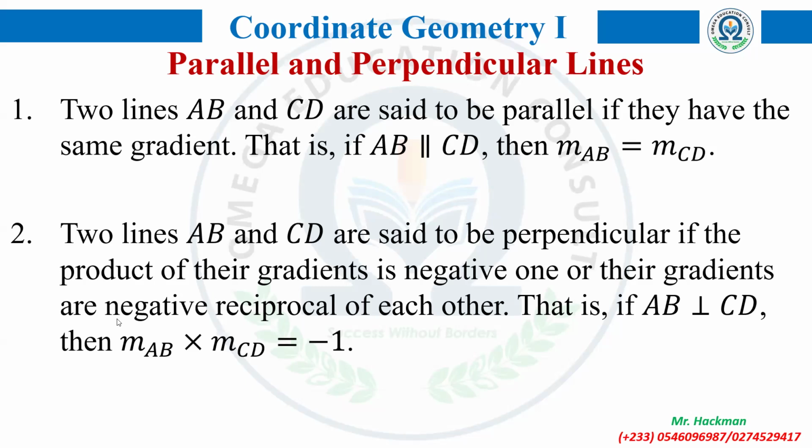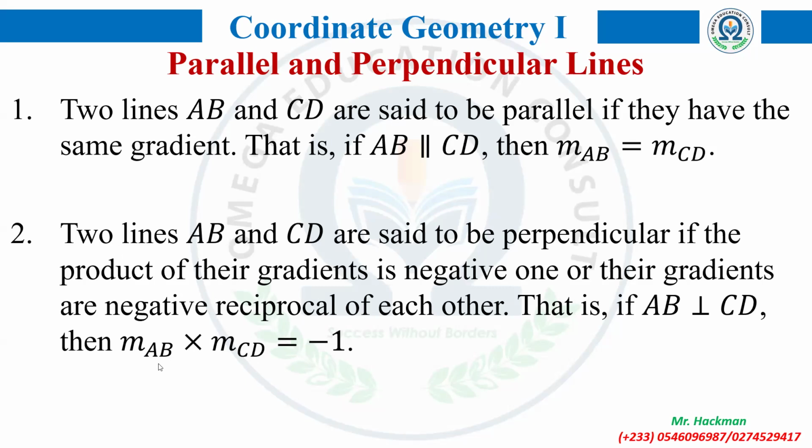Okay, then the gradient of the line AB times the gradient of the line CD should be equal to -1. So the product of the two gradients should give you -1. Take note, not 1. And this is where the second part of the statement is coming from: the gradients are negative reciprocal of each other. So by that, this is what we mean.